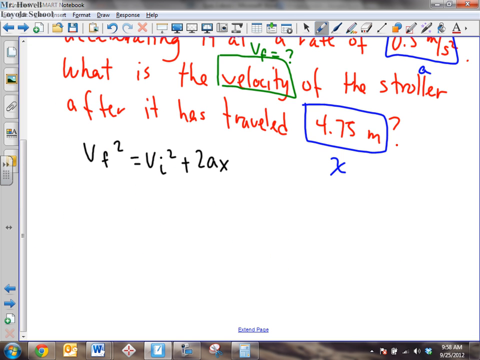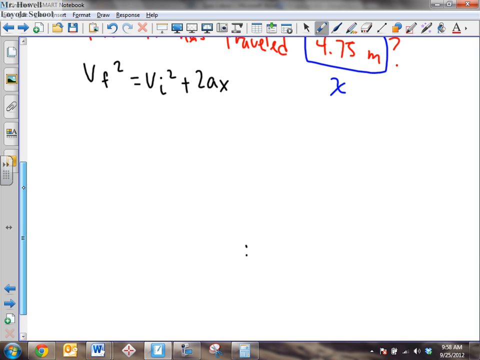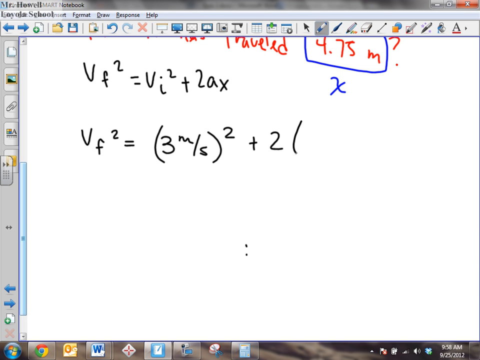Here's what we want to notice. First, the units can seem very daunting at first here because it seems like they're off. And right away you're like, well, that looks kind of weird. So let's start by doing this. We've got 3 meters per second, squared. Plus 2 times a, which is 0.5 meters per second squared, times the distance or displacement.